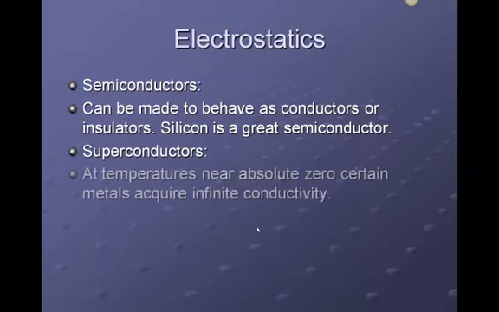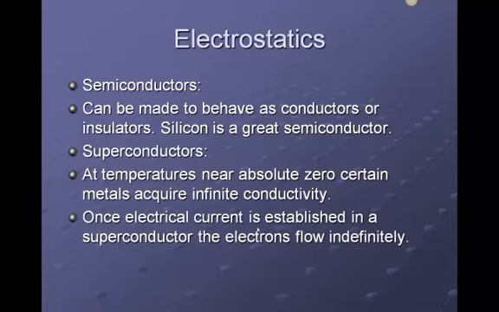The last one is a superconductor. At temperatures near absolute zero, certain metals acquire infinite conductivity. That's like negative 273 degrees Celsius or 0 Kelvin. So you have to get it very, very cold, and then you'll have infinite conductivity. Once electric current is established in a superconductor, the electrons will flow indefinitely. So forever.